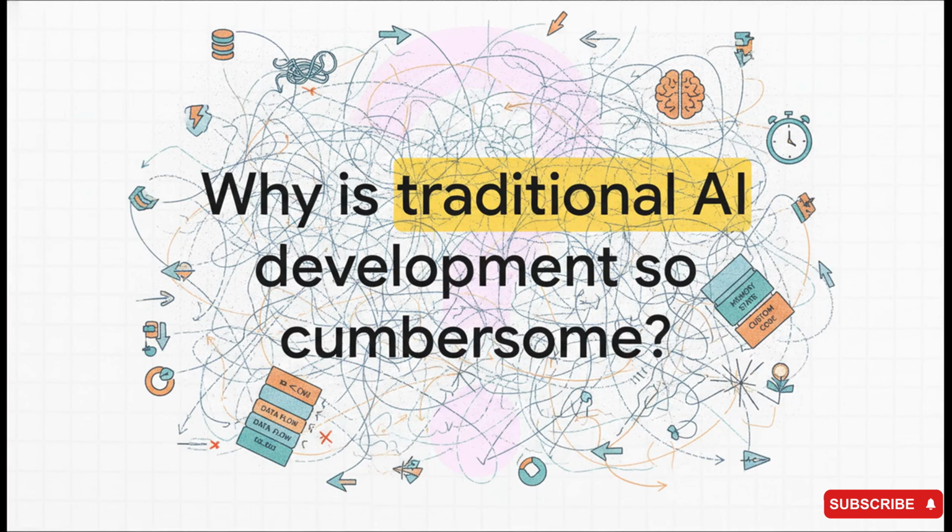So, let's start with a big question. Why is traditional AI development so unbelievably cumbersome? If you've ever tried building large language model infrastructure from scratch, you know exactly how frustrating and slow it can be. You're constantly writing fragile, custom code just to manage API connections, set up memory storage, handle conversation state, and figure out how to pass data back and forth. It is just incredibly tedious.